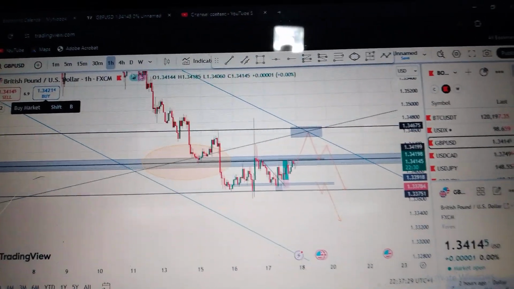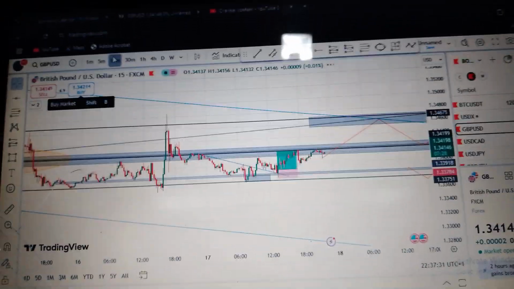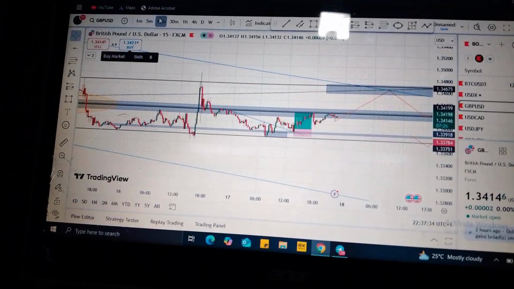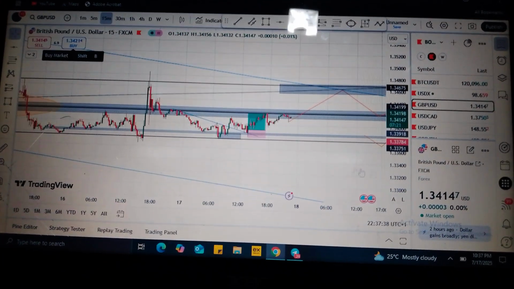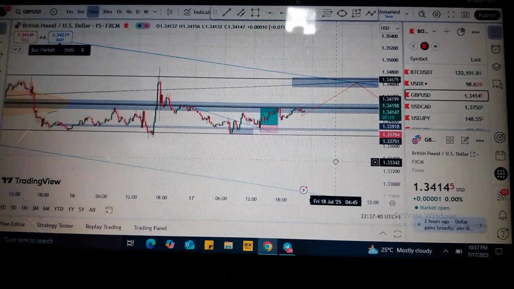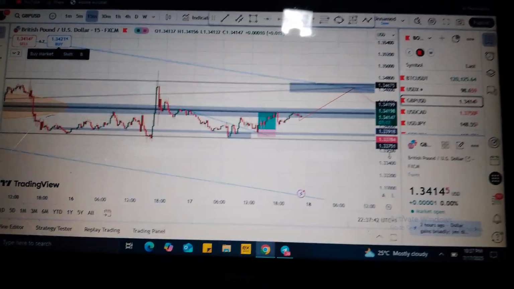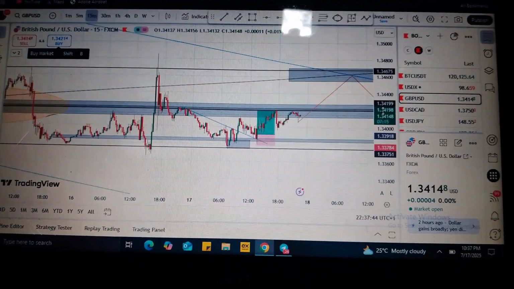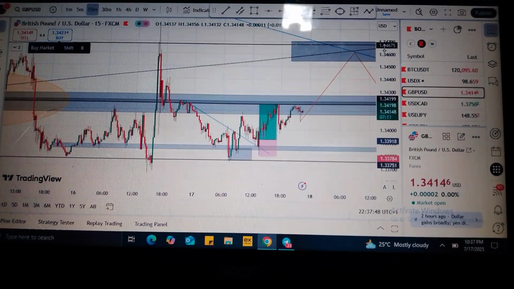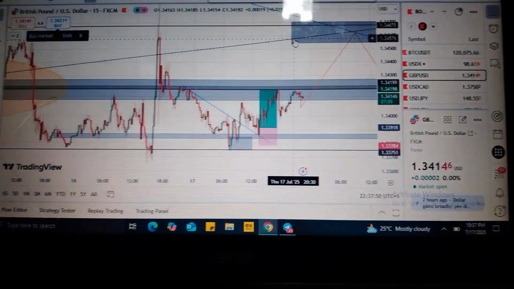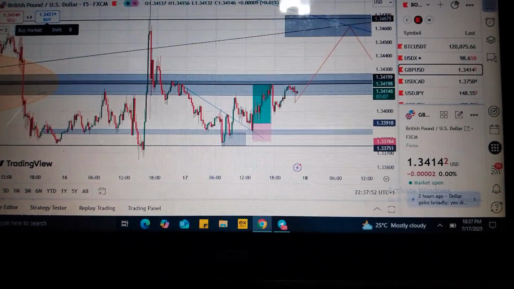So I just want to go to the 15 minutes time frame. I want to show you the trade that I could have taken, but I didn't take because the market was too choppy. That's why I didn't take this trade. I was seriously eyeing BTC USD, I was eyeing BTC USD too, but I was eyeing GBP USD so I could be able to see a good trade for me to take.